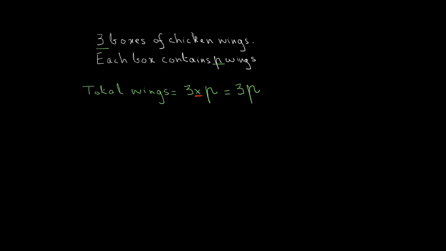Now, let's say P is equal to 7, which means each box contains 7 wings. So the total number of wings would be equal to 3 multiplied by 7, which is equal to 21 wings. Okay? Let's try another problem.